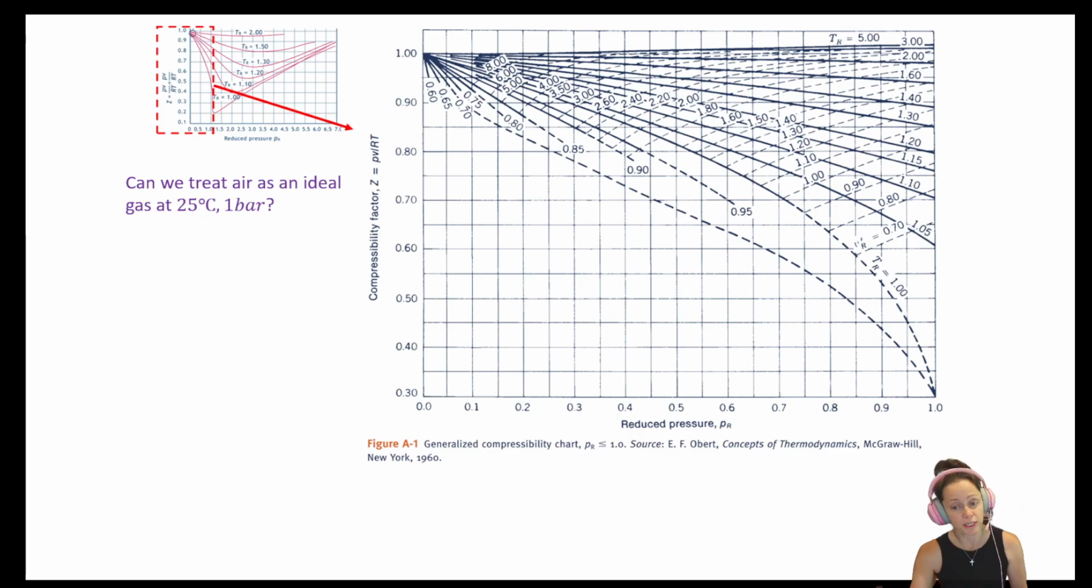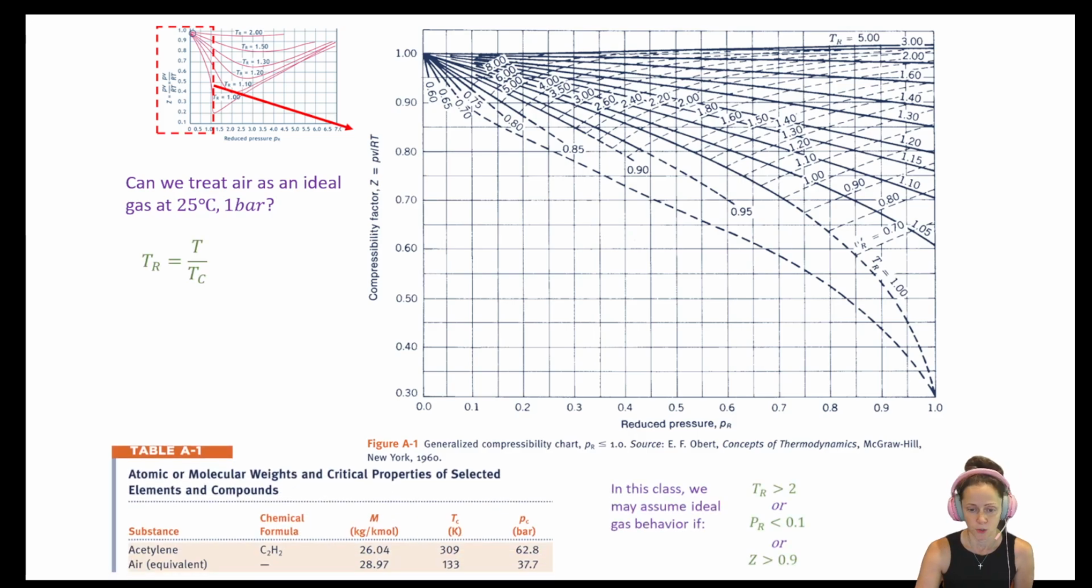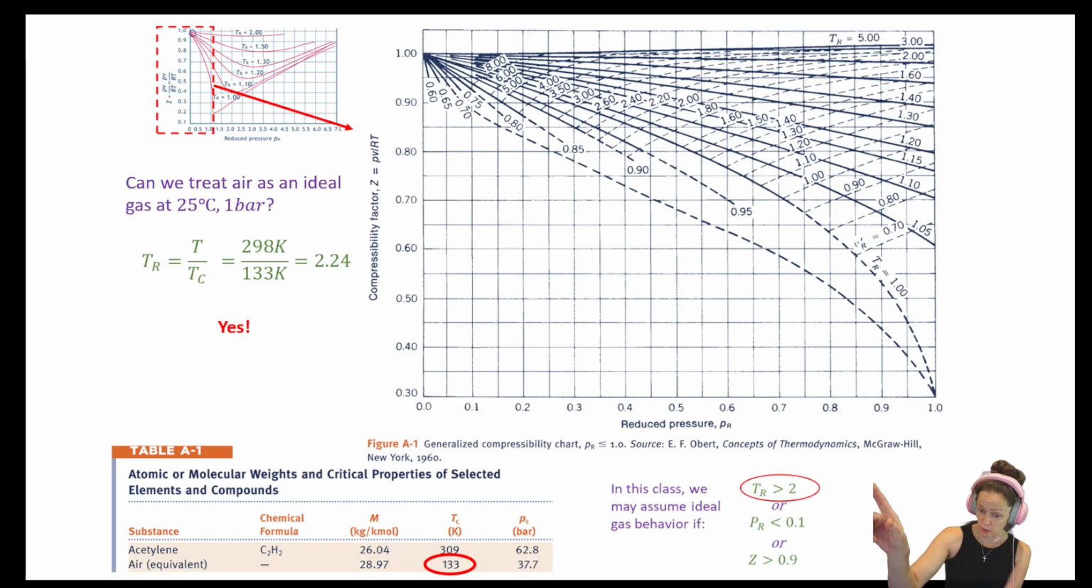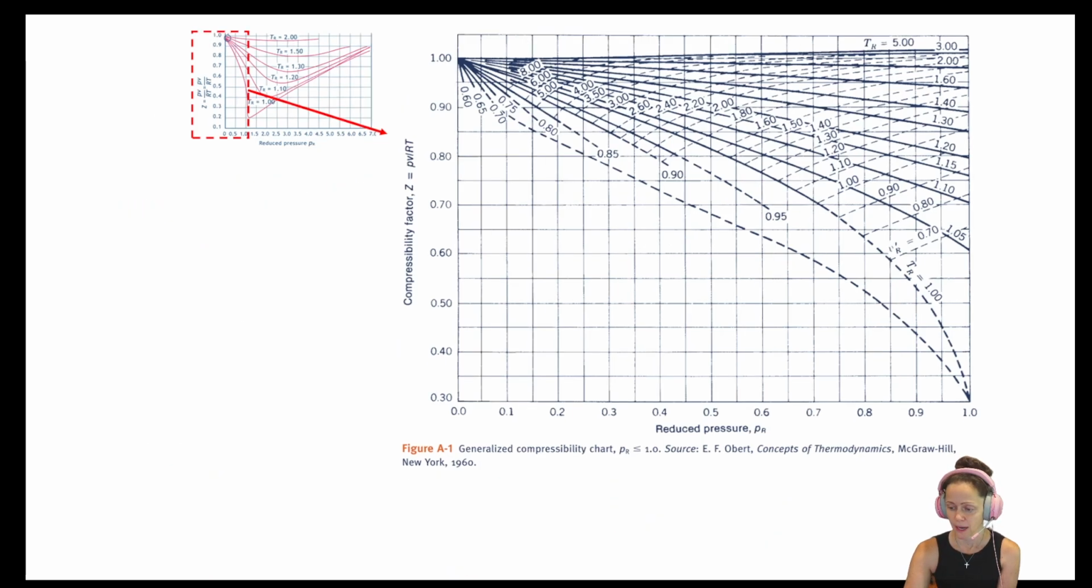So the question is, can we treat air as an ideal gas at 25 degrees Celsius and 1 bar? Okay. So first thing I'm going to do is calculate my reduced temperature. So it's T over T critical. There's my T critical in table A1. My temperature is 25 degrees Celsius. I need to put that in absolute temperature units. You'll notice that the critical temperature in table A1 is already in absolute units, so it's just a little reminder to make sure. And I see it's greater than 2 right away, so I actually don't have to do anything else. I've checked one of those boxes, so I'm good to go. I can treat it as an ideal gas.